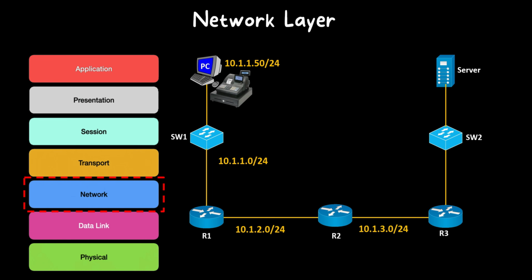Then there is another network in between the routers R2 and R3. So I am giving 10.1.3.0/24 to that network. Now we have the server network. For the server network, I am giving 10.1.50.0/24. And now we have the server.